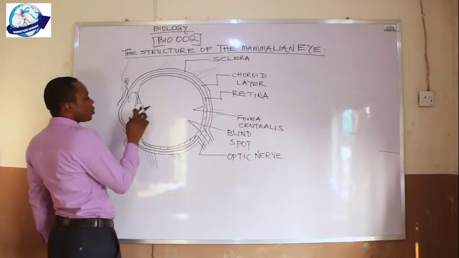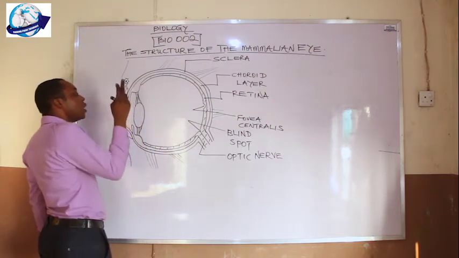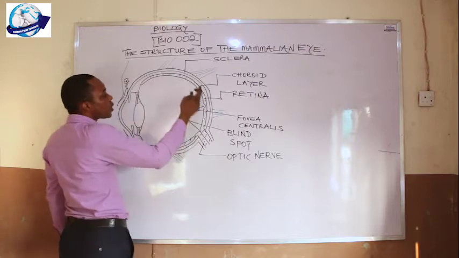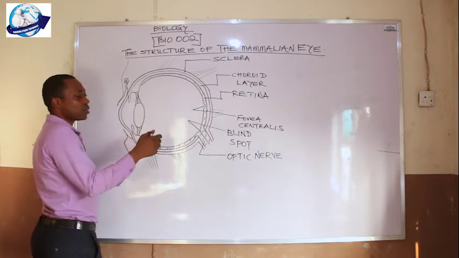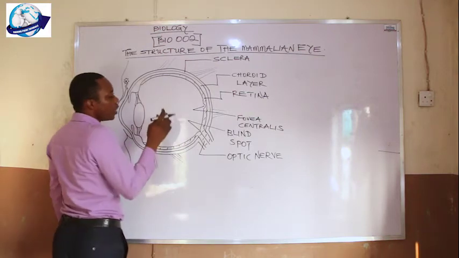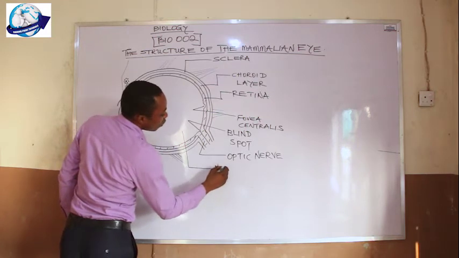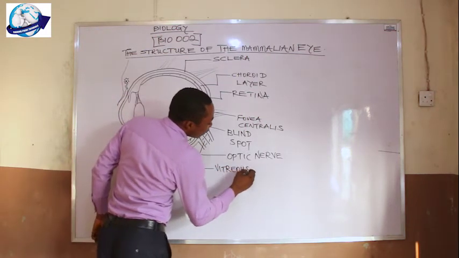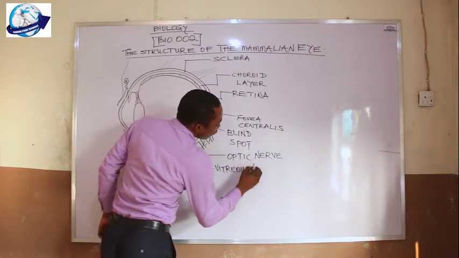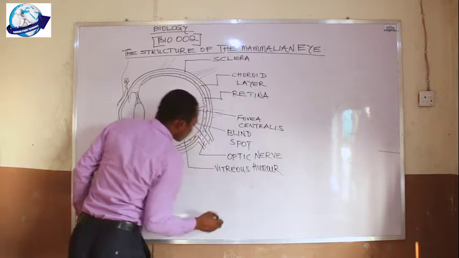Well, now, we have learned before that between the lens and the retina there is a space, a big opening, and that space is filled by a liquid called vitreous humor. The vitreous humor is a jelly-like liquid that fills up that space.